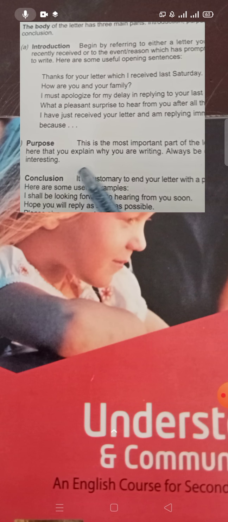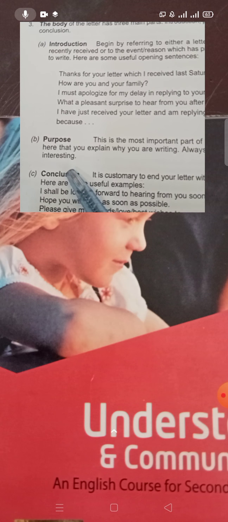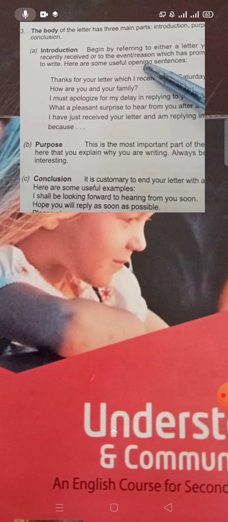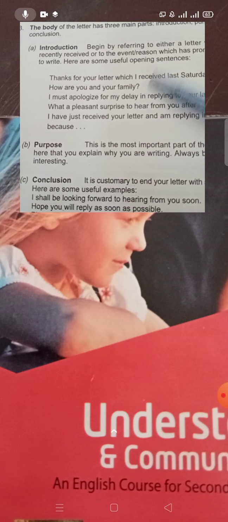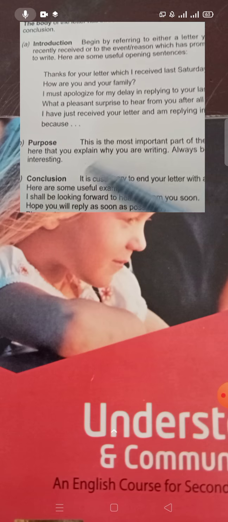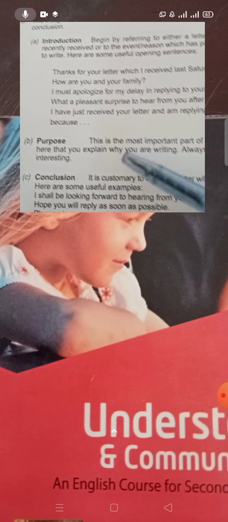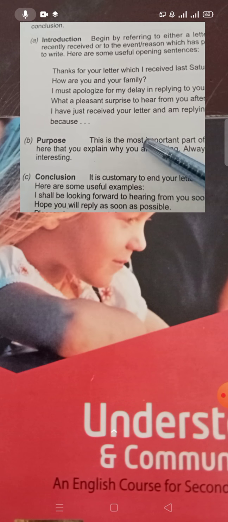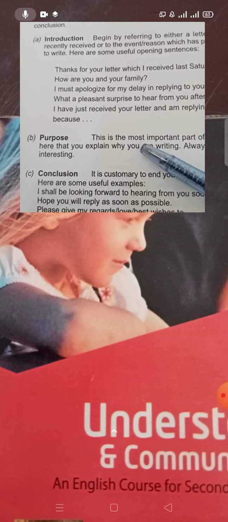It is here that you explain why you are writing. Always be clear and interesting. After starting your beginning sentences, then you write the purpose. This is the very important part of your letter: why you are writing this letter? So you need to write the purpose.